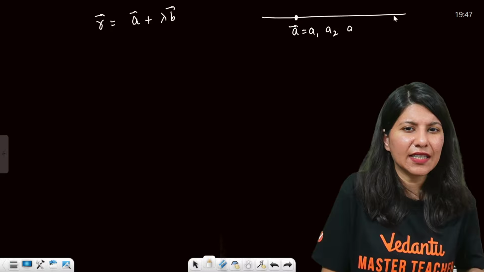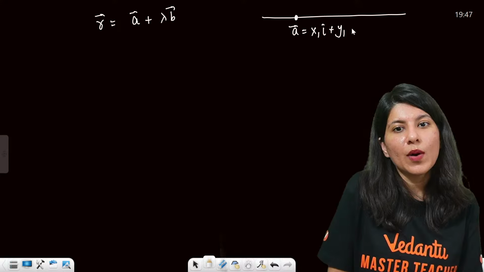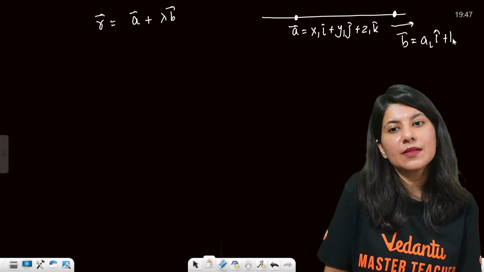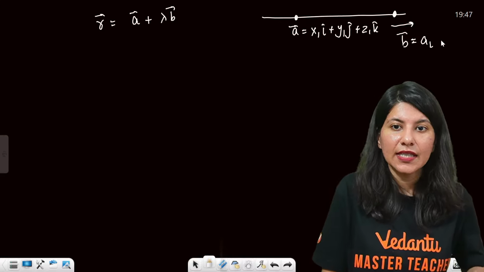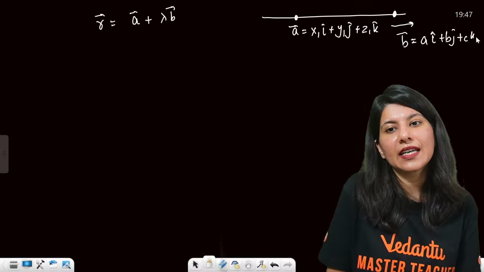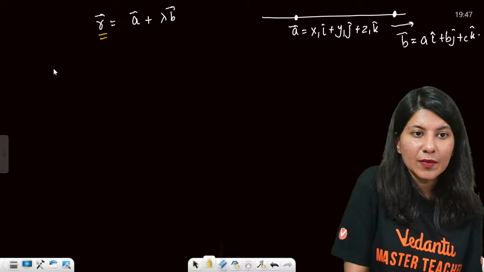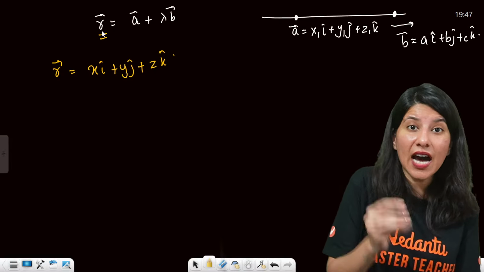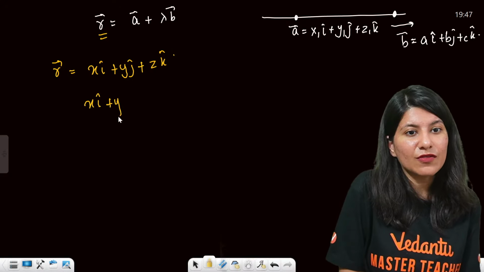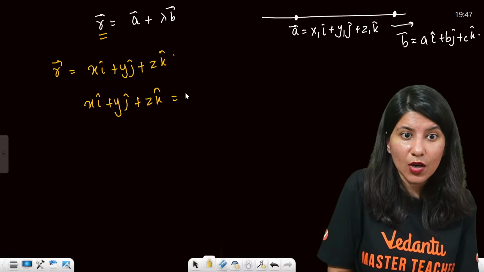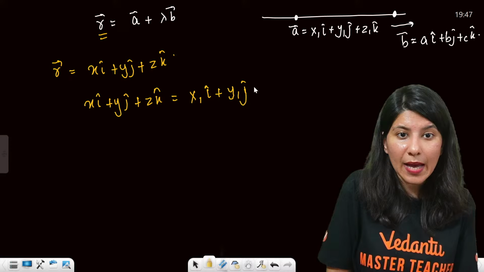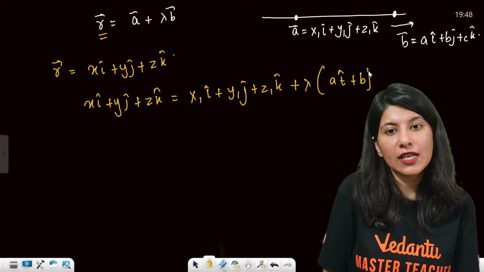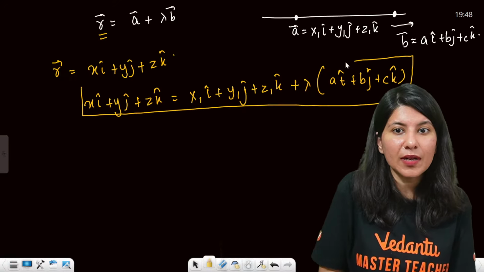Sorry. A vector can be taken as, let me take the standard things only, x1 i cap plus y1 j cap plus z1 k cap. What about the vector parallel B vector? It will be a i cap plus b j cap plus c k cap. And this R vector is nothing but x i cap plus y j cap plus z k cap. So let me just write down now what R is, a variable point on that line. So x i cap plus y j cap plus z k cap is equal to A vector. Now A vector is x1 i cap plus y1 j cap plus z1 k cap plus lambda times B vector. Here B is a i cap plus b j cap plus c k cap. So this is the formal, proper representation of a straight line.